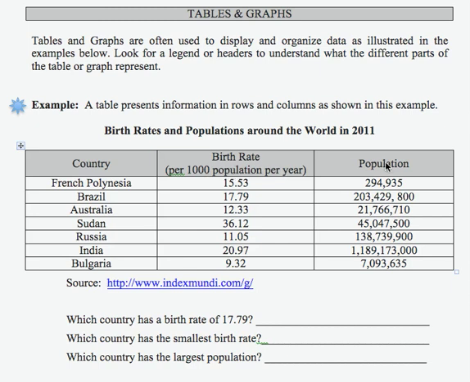and then the population. If I want to answer the questions here, I need to refer to the headers in the table to help me understand the data that's being presented.